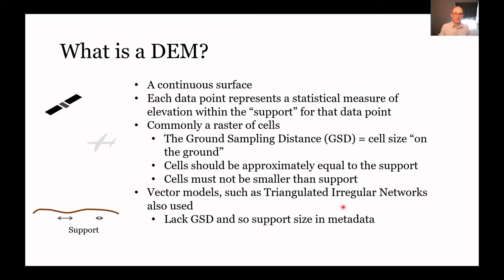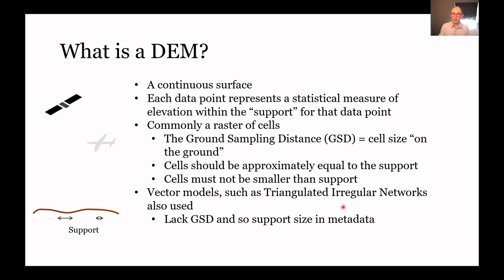And it's important that these cells are not smaller than the support, because then this is like the case of upsampling that we have discussed previously, whereby we can end up with some curious and incorrect interpretations of the data. Above all, things like slope becoming steeper than they actually are. We also have vector models.